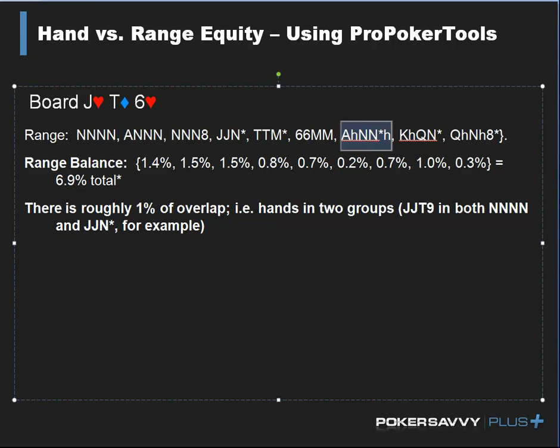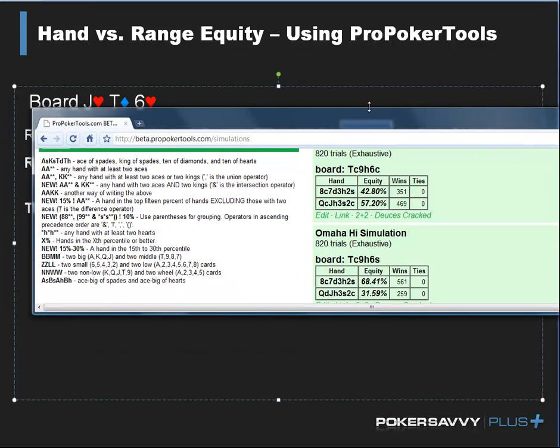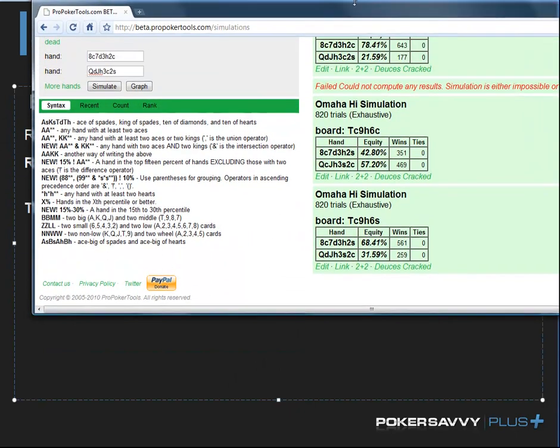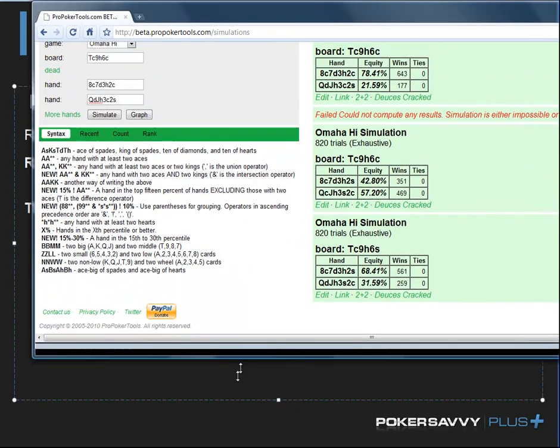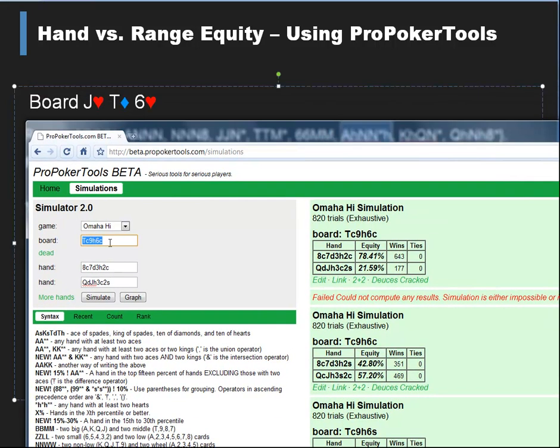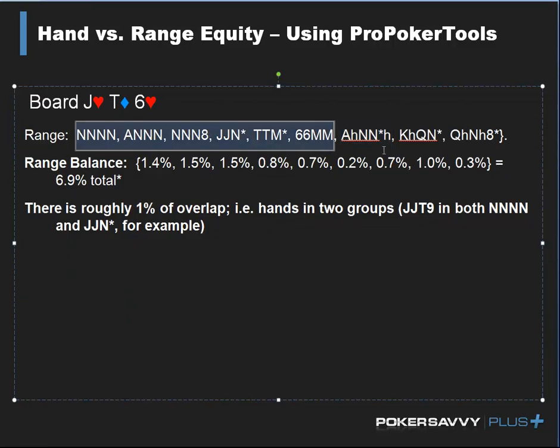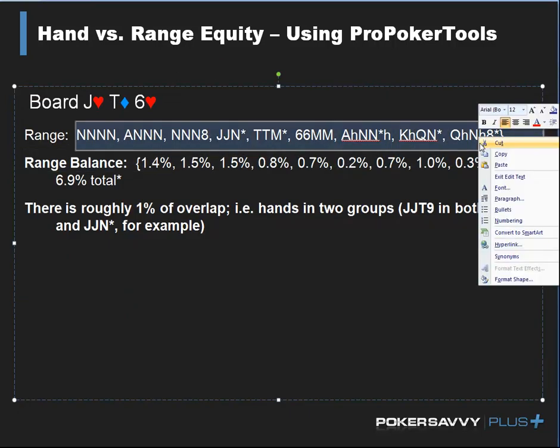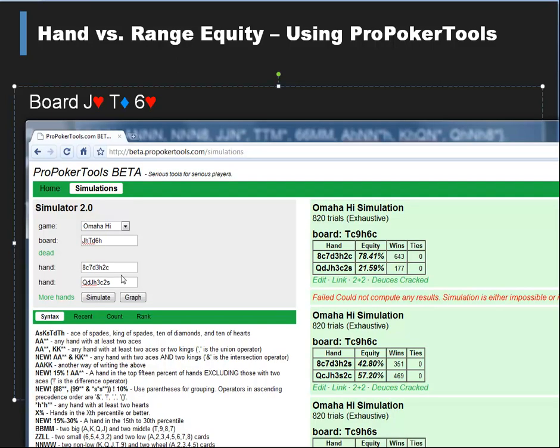All right, I'm going to look fully at Pro Poker Tools now and show you their simulation tool. So here we've got this board. This is the board that we were looking at before, actually, that 10-9-6 board. So I'm going to replace this with Jack of Hearts, 10 of Diamonds, 6 of Hearts, and then I'm going to copy and paste this entire range in there for one of the hands, and then compare.